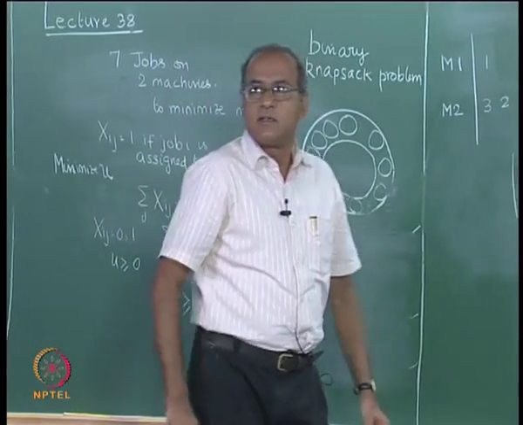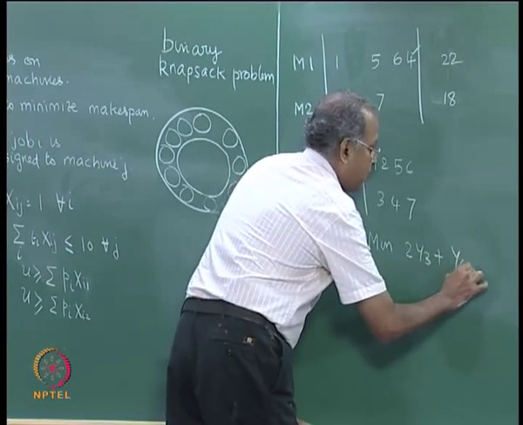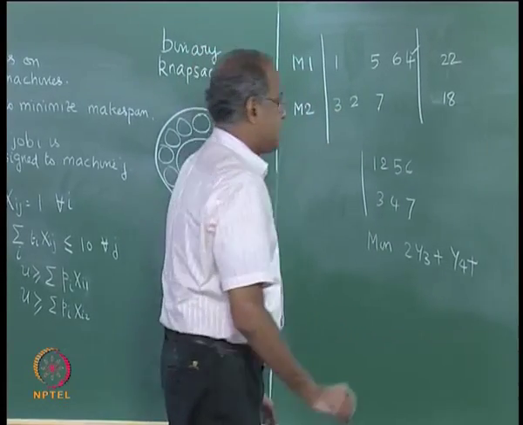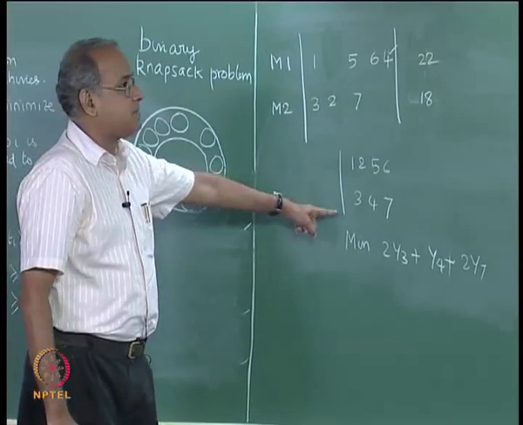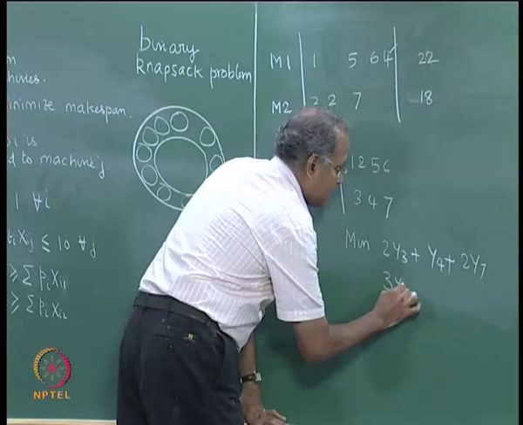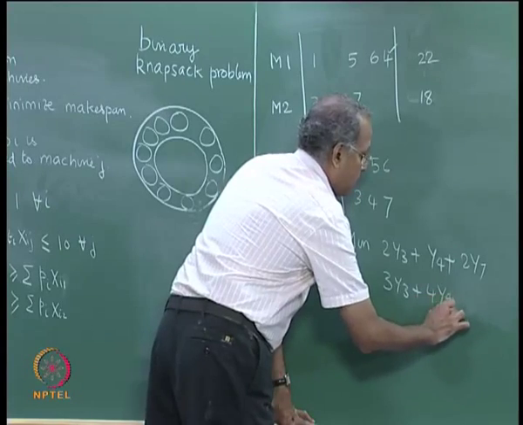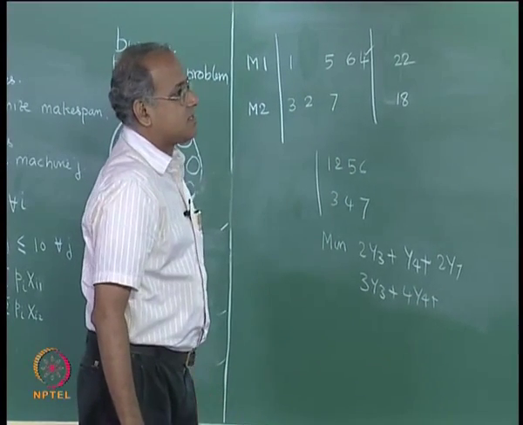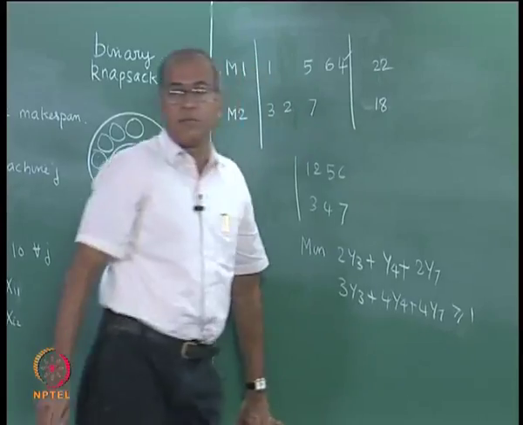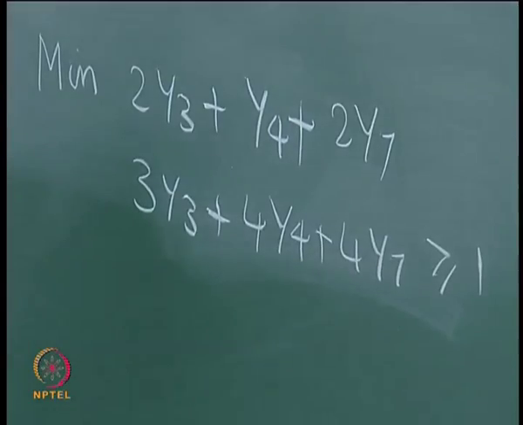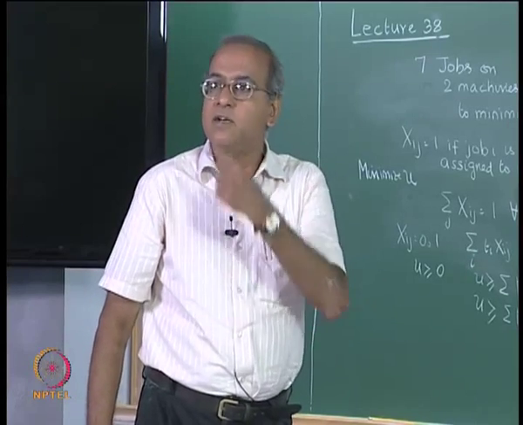If 3 leaves, the minimum increase is 2, so 2y3, plus 1y4, plus, for 7 also it is 2y7, such that job 3 requires 3 tools, 3y3, job 4 requires 4 tools, 4y4, job 7 requires 4 tools, 4y7, is greater than or equal to 1, because the excess was only 1. 3, 4 and 7 together have 11 tools, but 10 is the availability, so the excess is 1.